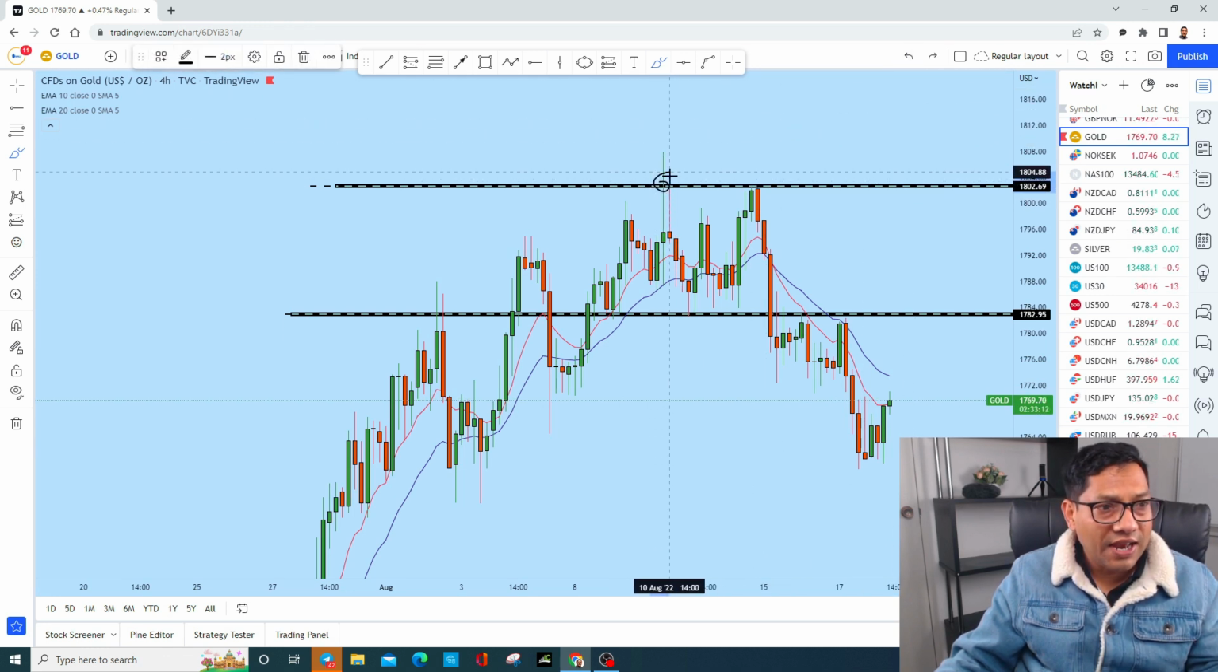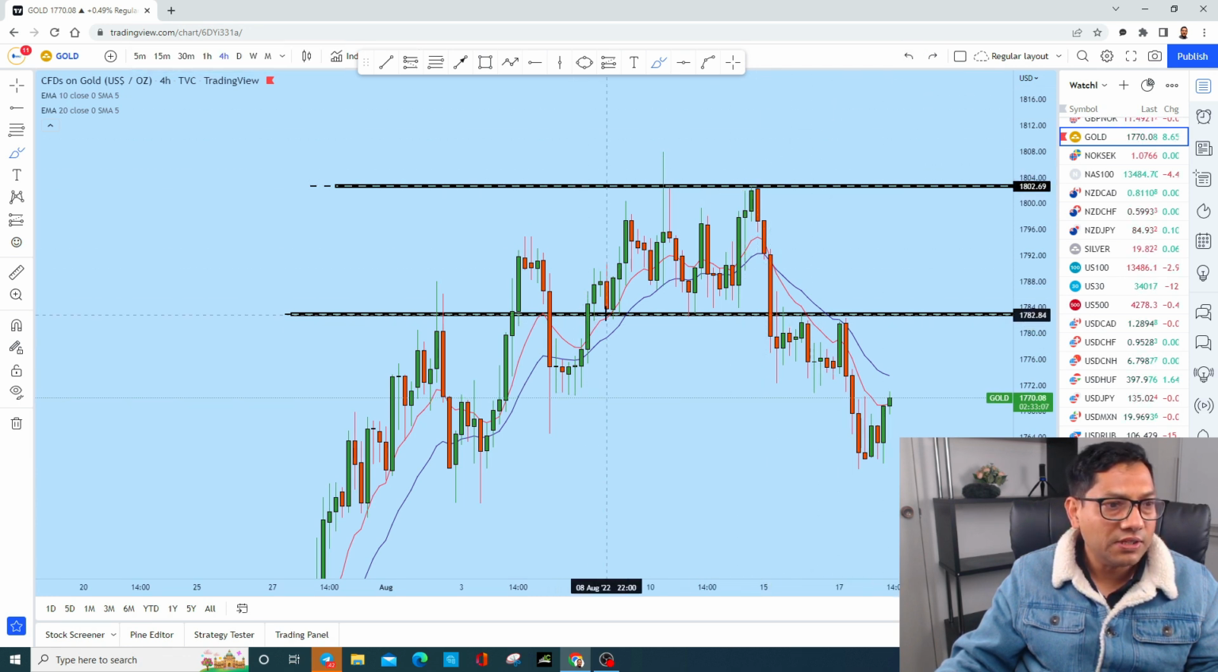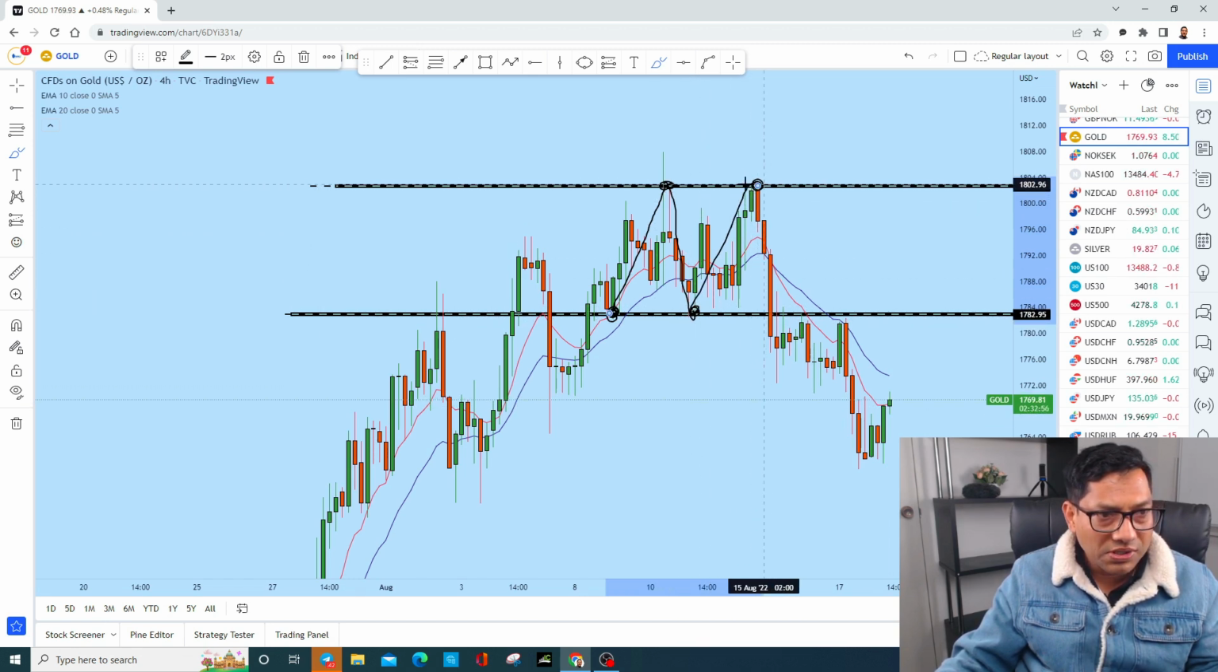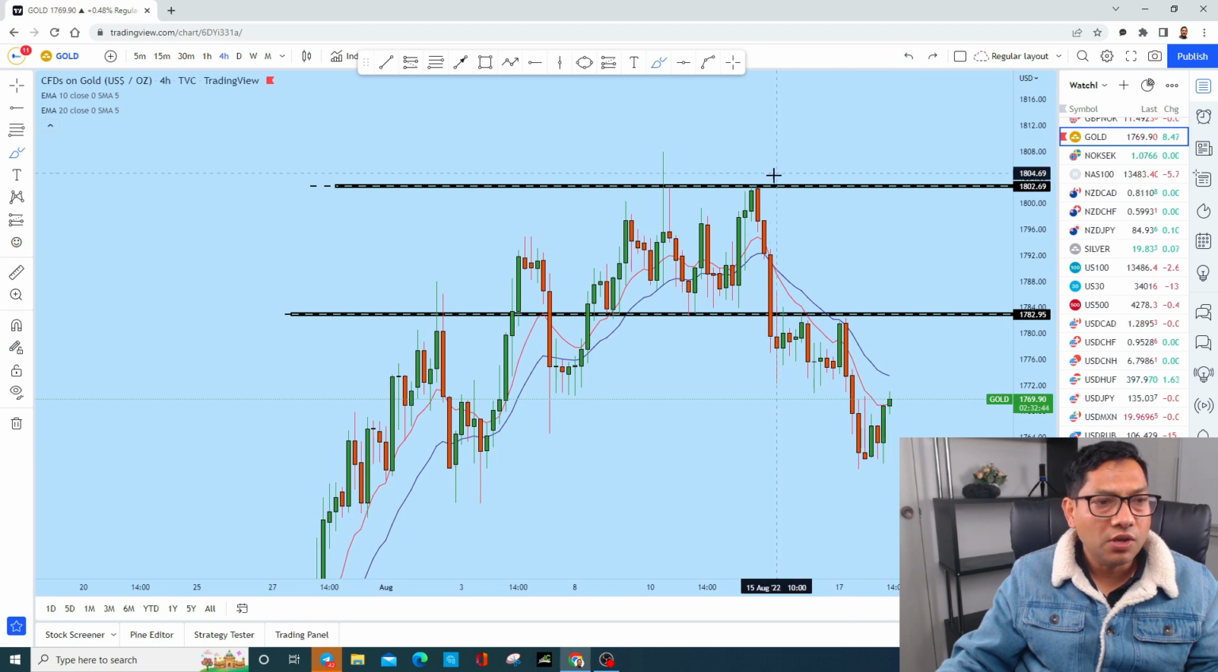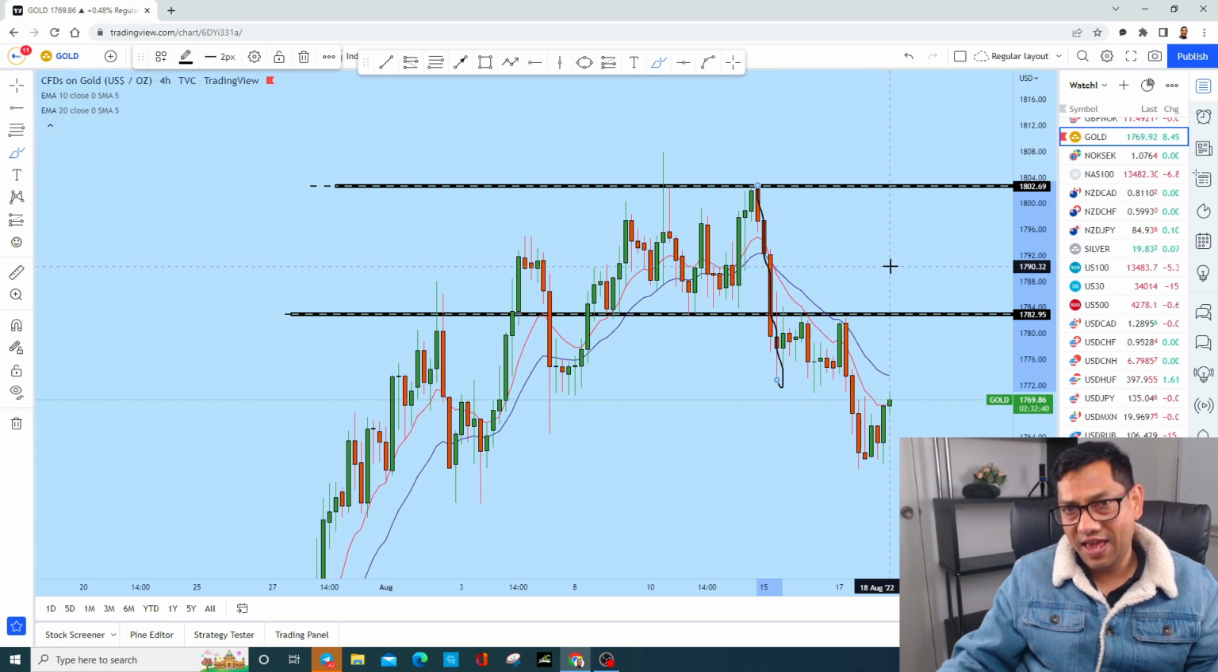So the sellers, the big boys, started to sell from this zone. First, look at this, the price came to this support, reached this double top, came back down, created this neckline, and then again the top. Because it creates a POI, when the price came here it turned into a POI, a point of interest, and then the big boys started to sell. Such a huge volume came that this level has broken.